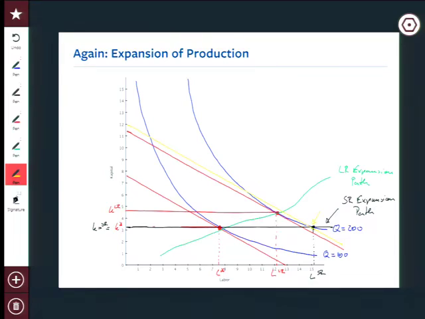Now, intuitively, why is this the case? And by the way, it looks like a straightforward picture to draw when I do it. When you try and do it, it'll take a little bit of practice. So this is a good one to practice. But intuitively, why does that have to be the case?